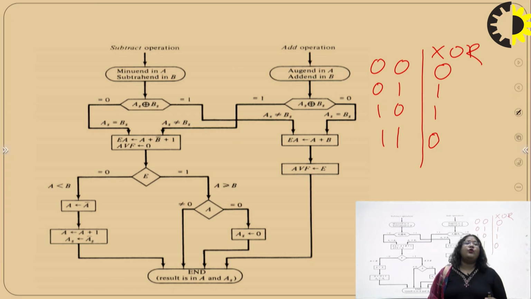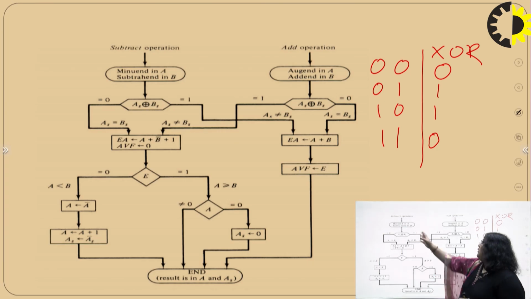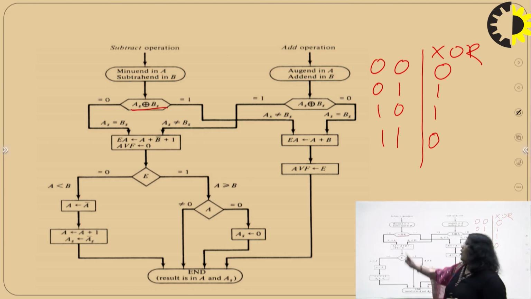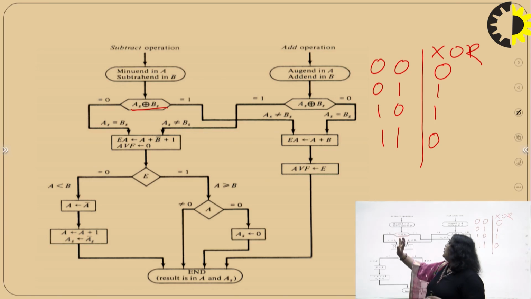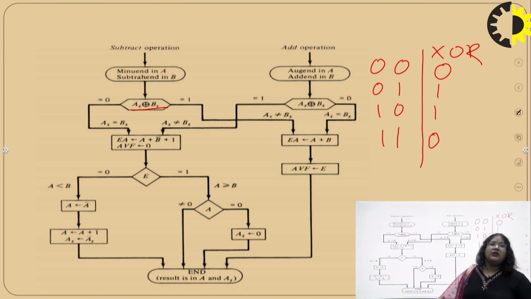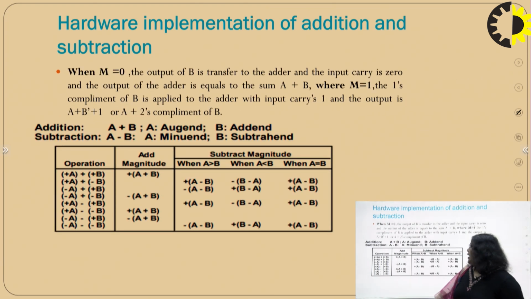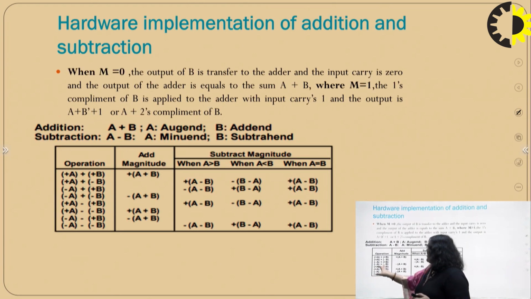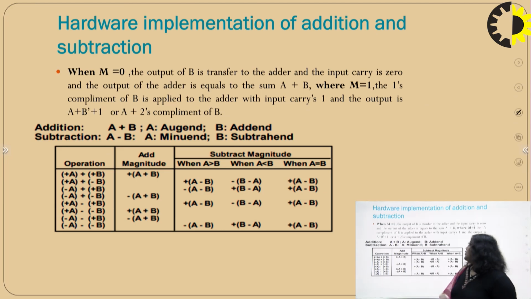This same rule we apply to addition and subtraction for the sign bit XOR. If both signs are the same, then the output is 0. If both signs are different, then the output is 1. We have already said that if both signs are the same and we have to do the subtraction, then actually we have to do the subtraction.